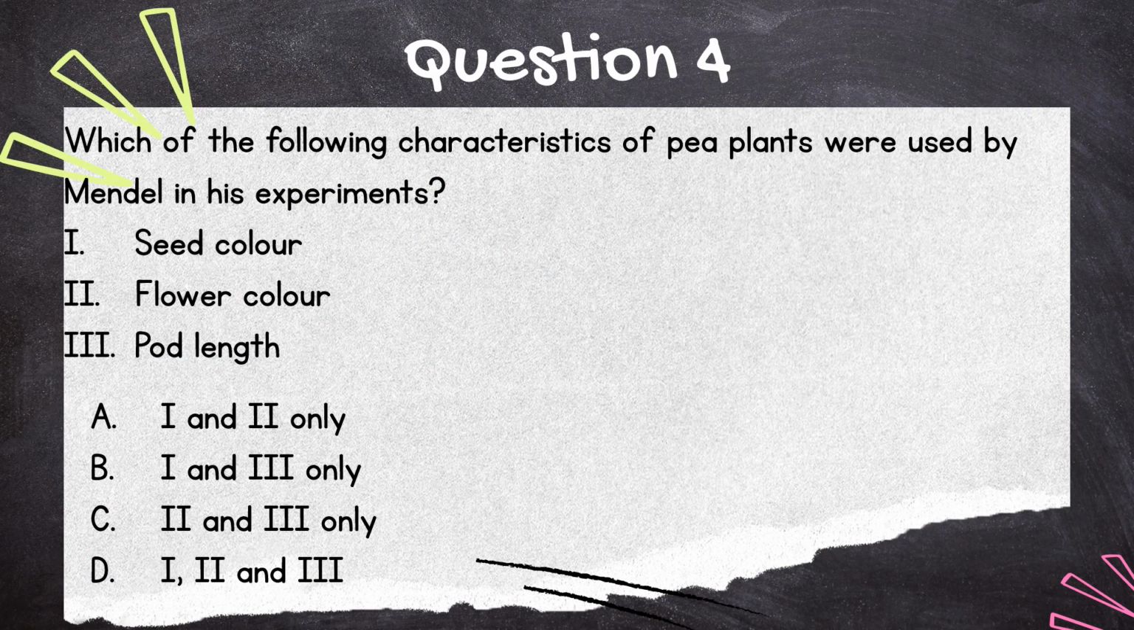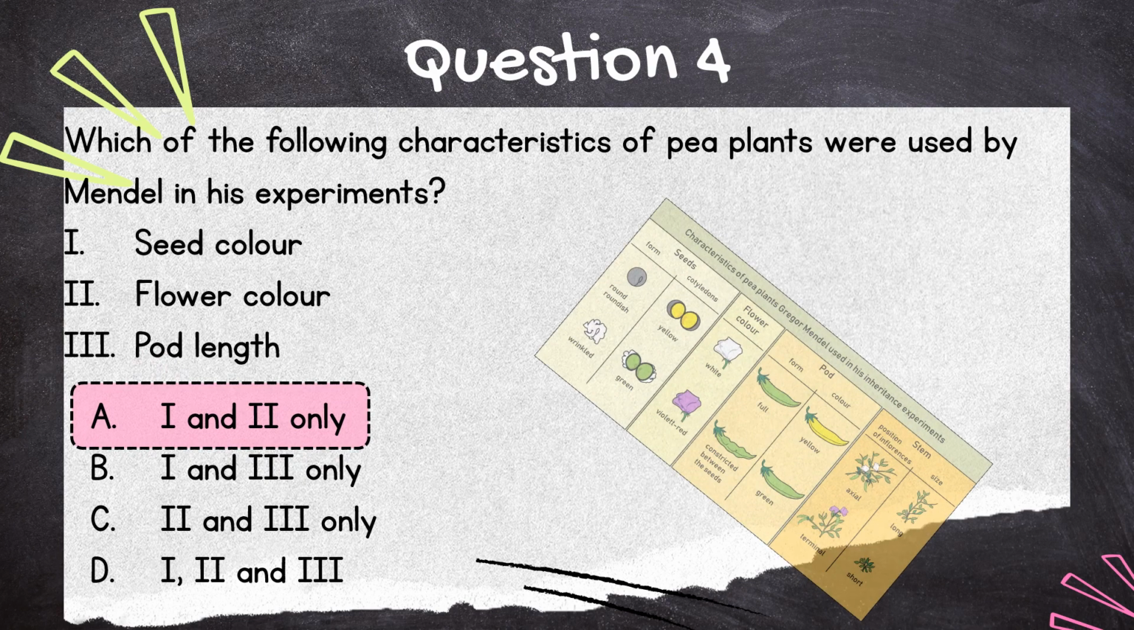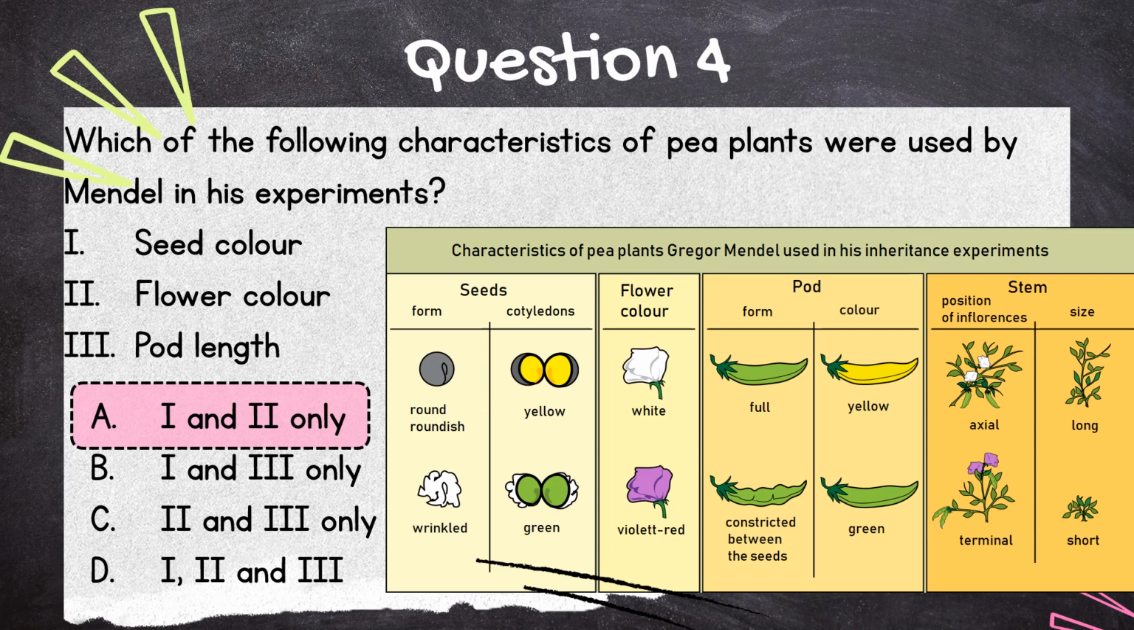Question 4. Which of the following characteristics of pea plants were used by Mendel in his experiments? The answer is A, 1 and 2 only, because among the 7 characteristics observed by Mendel, pod length is not one of them.